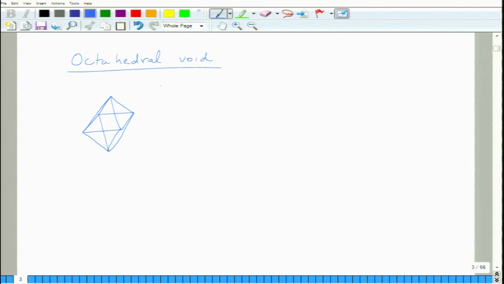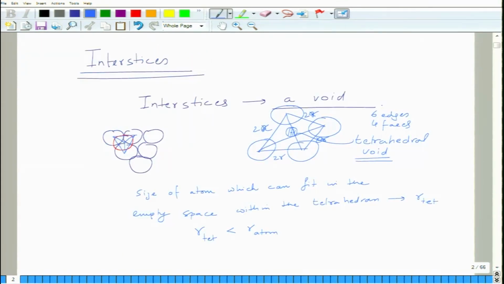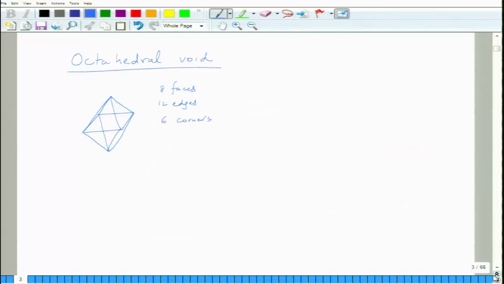So it has 8 faces and 12 edges, okay, and 6 corners. And in this case, how many corners did you have? You had 4 corners, okay. So this is the description.